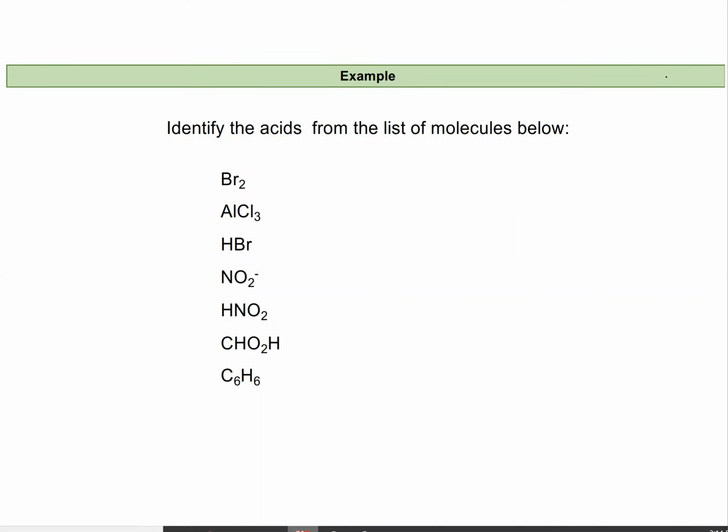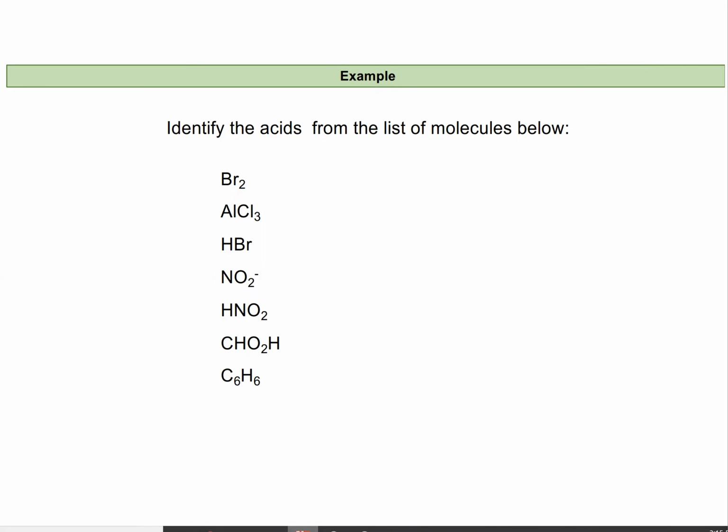Hopefully you've had an opportunity to try this practice problem where we are looking at identifying acids from a list of molecules below. I'm now going to walk through the solution. So for a lot of these, we don't even need to draw a Lewis dot structure to determine if they are an acid or not.